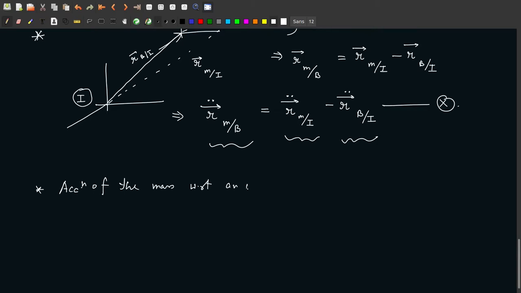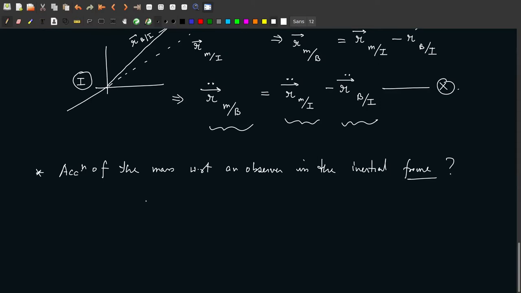Okay, so the first question: what is the acceleration of the mass with respect to an observer in the inertial frame? As you can see, the bucket is rotating and its shape is given by r equals k theta, where the time dependence of theta is also given. A person standing in an inertial frame will observe that the mass only has an acceleration due to gravity, nothing else.